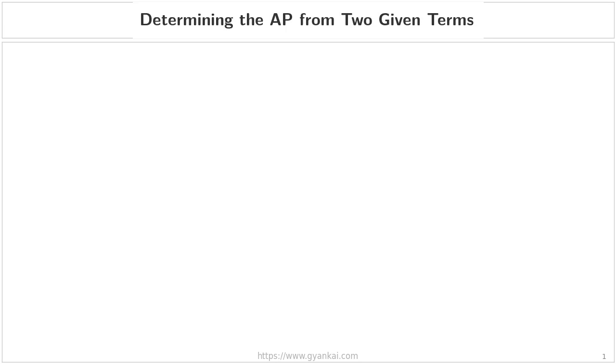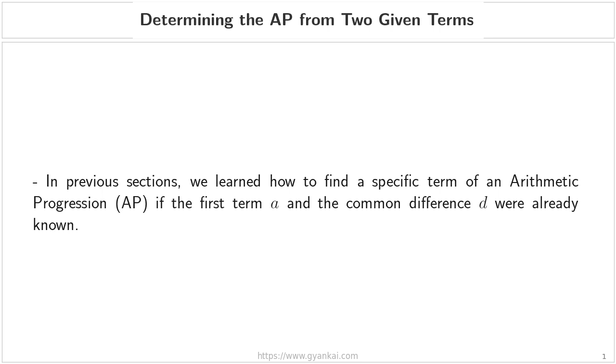Determining the AP from two given terms. Now, if you look back at our previous lessons, things were quite straightforward. We learned how to calculate any specific term in a sequence as long as we already knew the first term, which we call A, and the common difference, which we call D. Having those two pieces of information makes finding any term very easy.